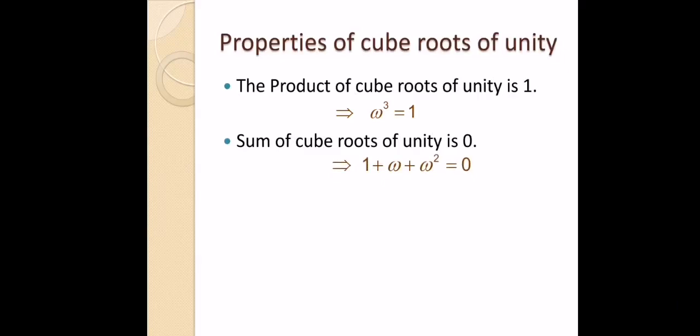This property can also be written as omega plus omega square is equal to minus 1, if we shift 1 towards the other side. Similarly, it can also be written as omega plus 1 is equal to minus omega square, if we shift omega square towards the other side. Similarly, omega square plus 1 is equal to minus omega, by shifting omega towards the other side. So this property can also be used in these ways.